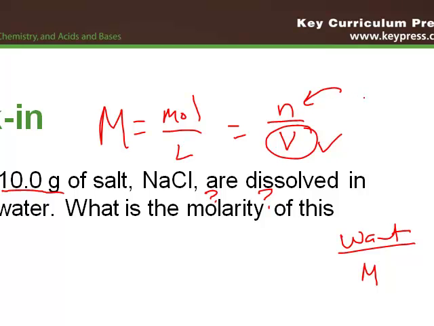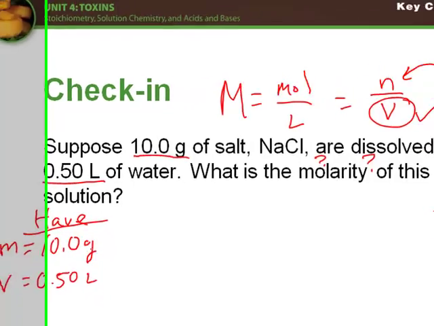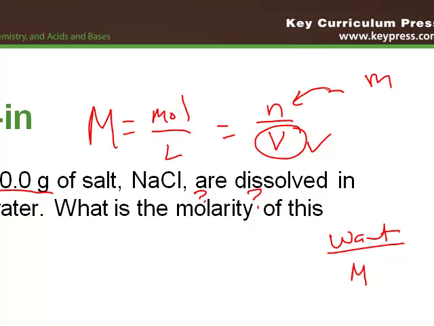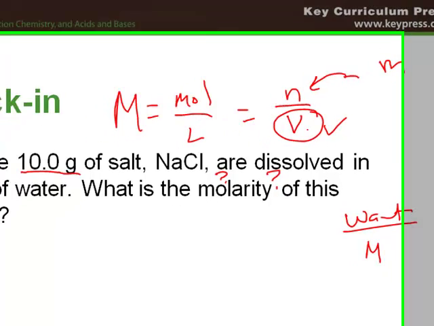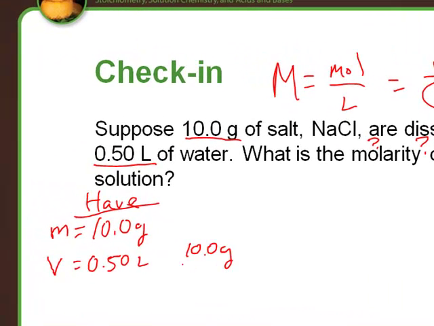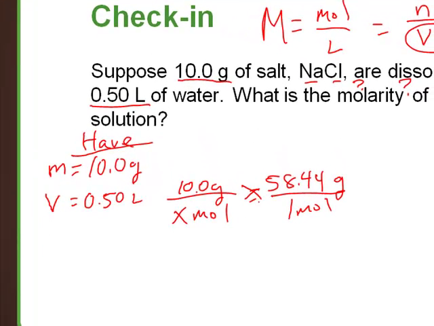So what do we have, though? We have volume. Very good. And what else do we have here? Mass in grams. So what we're going to want to do is take the mass and convert it into moles, and then we can divide by the volume. So we take our 10 grams. We want to convert it into moles. We take the molar mass of NaCl, which is the Na plus the Cl, which gives us 58.44 grams in 1 mole. Then we can cross multiply.